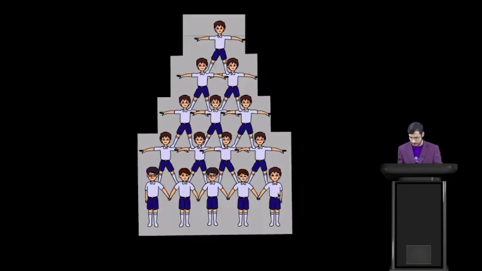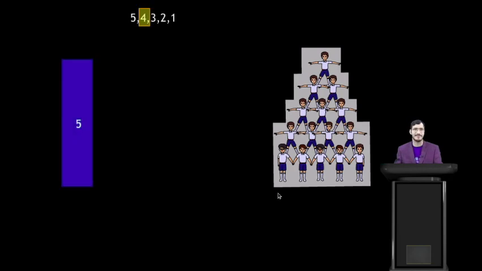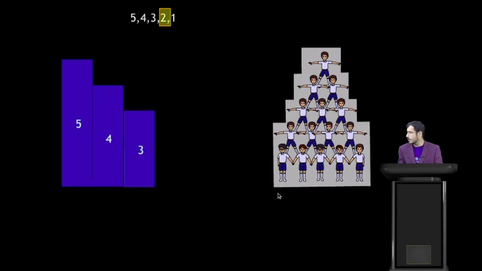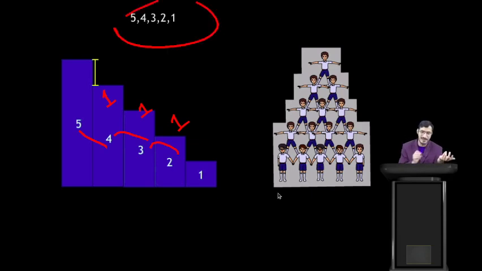Now here you can see 5, 4, 3, 2, 1. So is it an AP or not? Yes, it's an AP. The difference between two consecutive terms is the same here. 5 minus 4 is 1, 4 minus 3 is 1, 3 minus 2 is 1. So the difference between two consecutive terms is the same, that means the common difference is constant. So this is an AP.